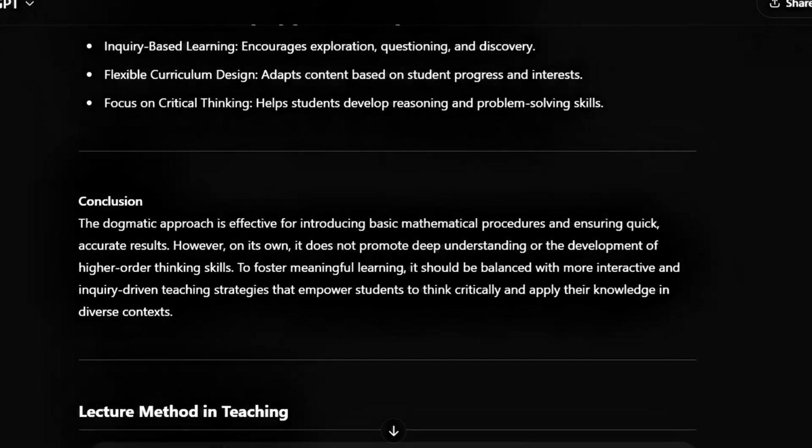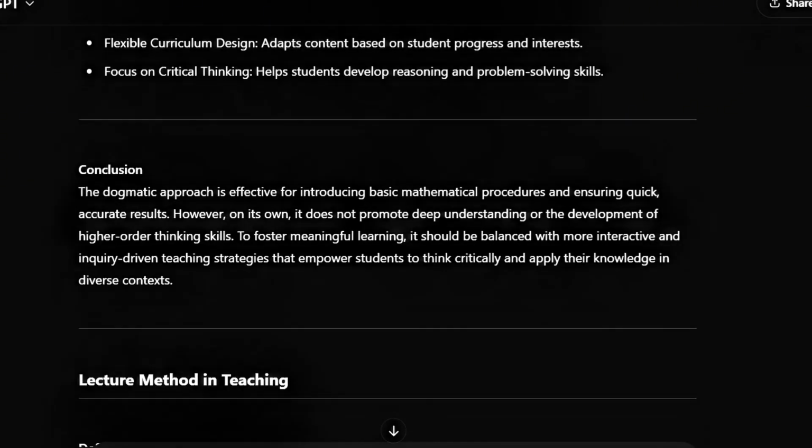Conclusion. The dogmatic approach is effective for introducing basic mathematical procedures and ensuring quick, accurate results. However, on its own, it does not promote deep understanding or the development of higher-order thinking skills. To foster meaningful learning, it should be balanced with more interactive and inquiry-driven teaching strategies that empower students to think critically and apply their knowledge in diverse contexts.